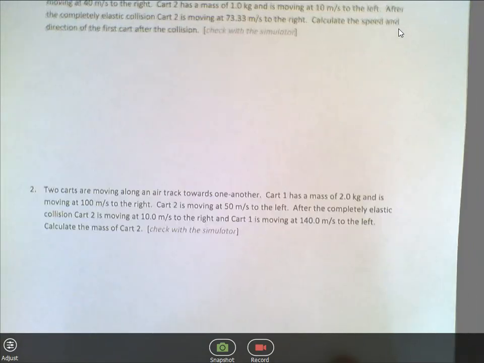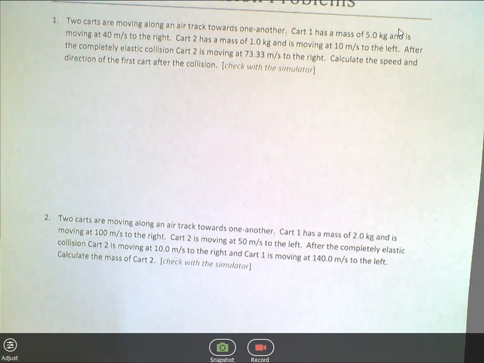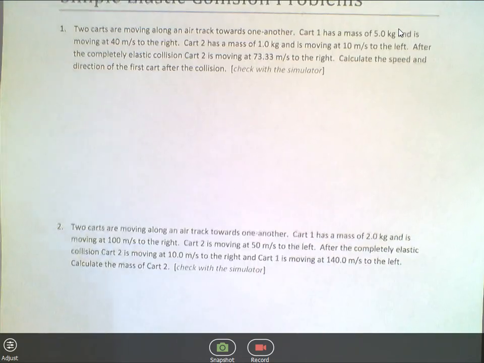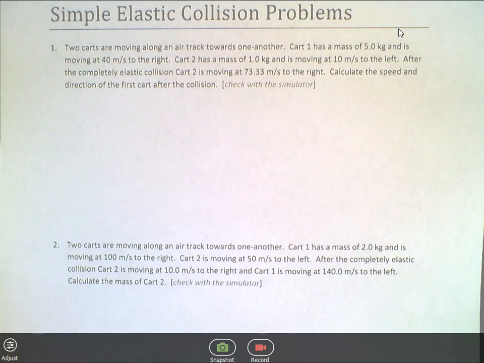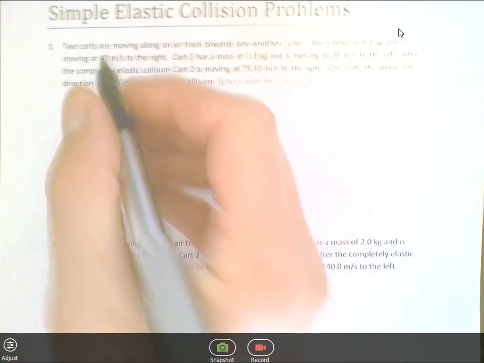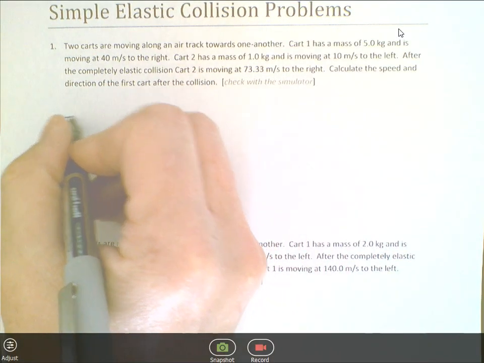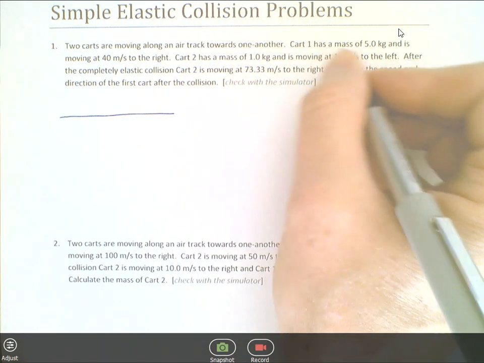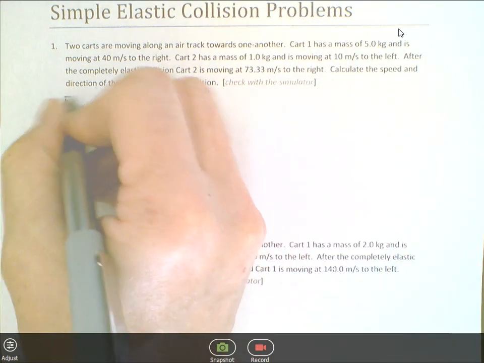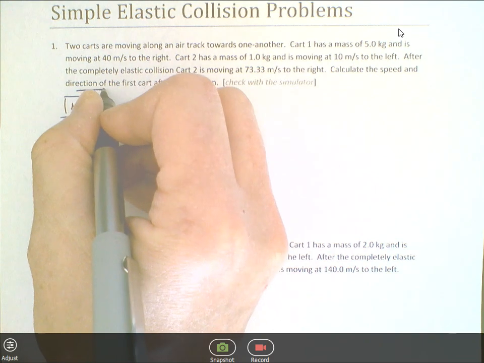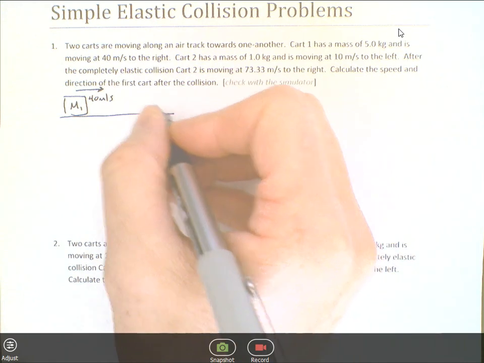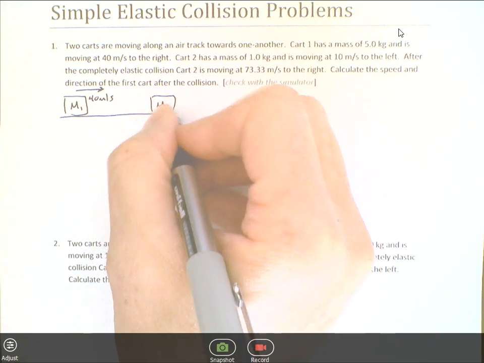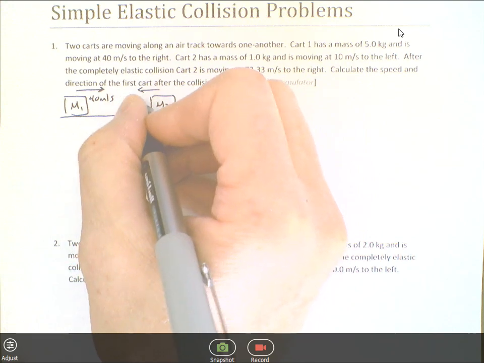Okay, so now these are simple elastic questions, and so you're going to do the same thing that you did with the other one, and you're going to check it with the simulator exactly like we did. These are simple elastic because they give you all of the possibilities. Okay, there's everything that you need. So 2 carts are moving. I'll set it up and you can finish it. Cart 1 has a mass of 5 kilograms and is moving to the right at 40. Cart 2 has a mass of 1 and it's moving this way at 10 meters per second.